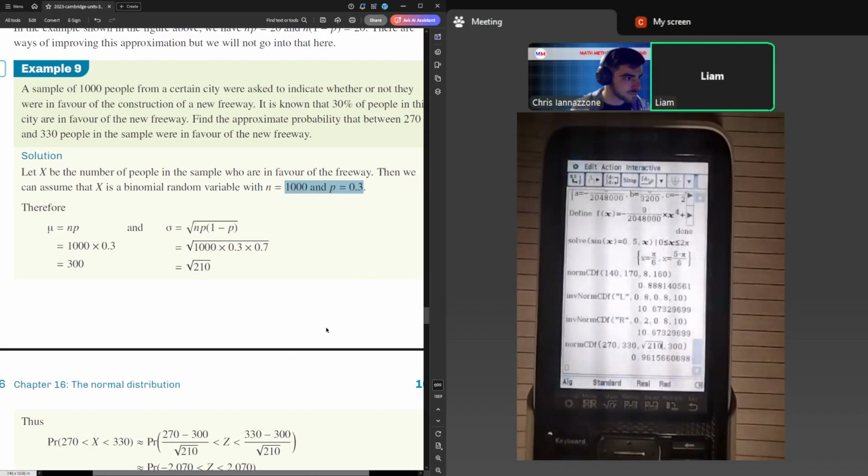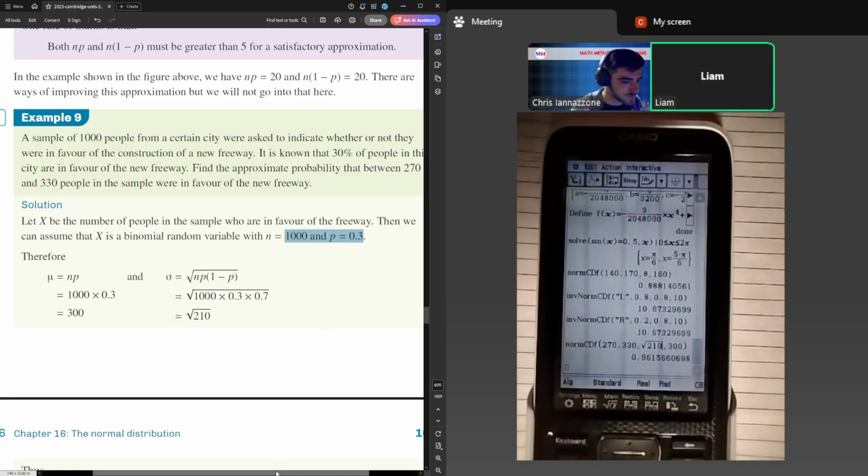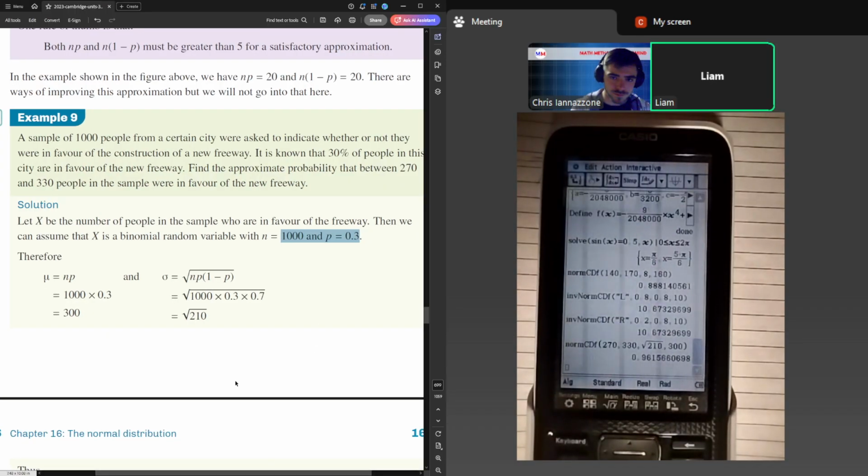Okay, and it means 300. Okay, so 0.961566. Yeah, that whole string is the final probability of this scenario.